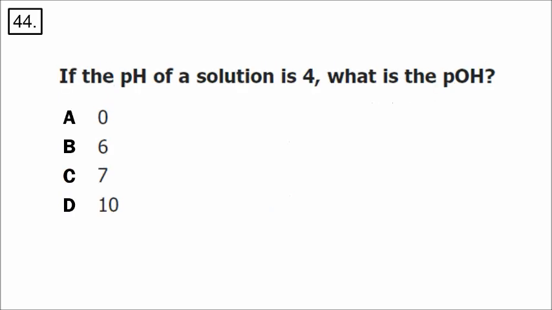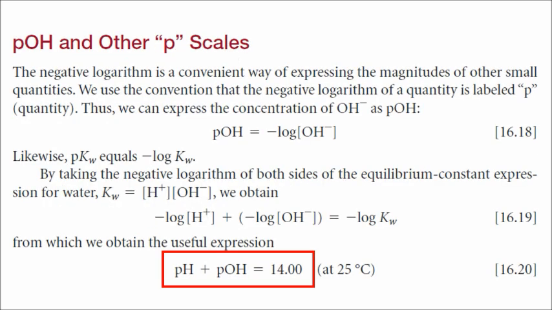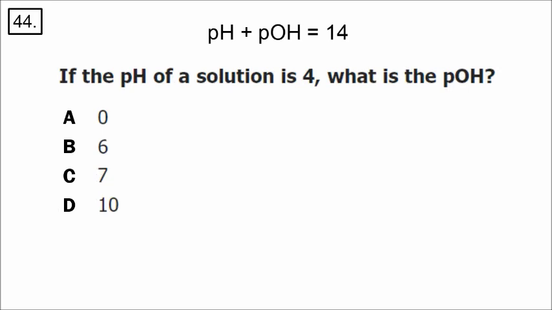Number 44, let's talk about pH. The pH scale is defined as the negative log of the concentration of H+. So we're looking at pH of pure water is 7. And there's also something called the pOH. And those two are related in the following equation. pH plus pOH equals 14. Well, since pH plus pOH equals 14, if the pH of a solution is 4, then the pOH is 14 minus 4, which is 10.